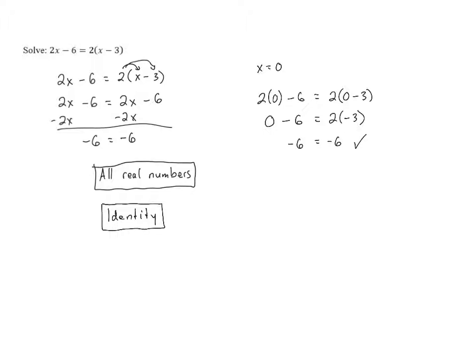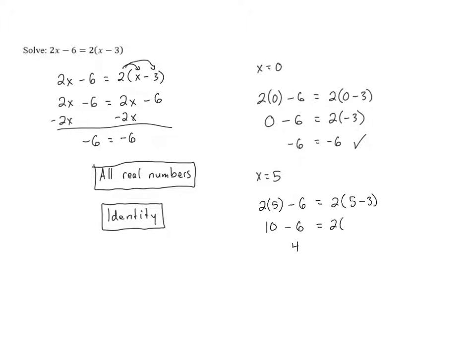Let's try another number. Let's pick 5. I'm just randomly throwing a number out. If we plug in 5 for x, that gives us 2 times 5 minus 6 equals 2 times the quantity 5 minus 3. On the left, 2 times 5 is 10, so we get 10 minus 6. And we know 10 minus 6 is 4. We can do all the arithmetic on one side first and then do the others. Let's do that. Why not?